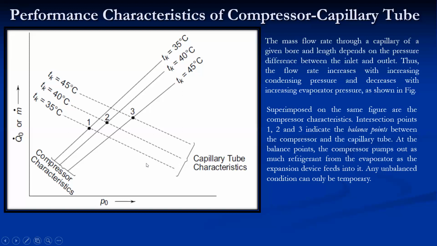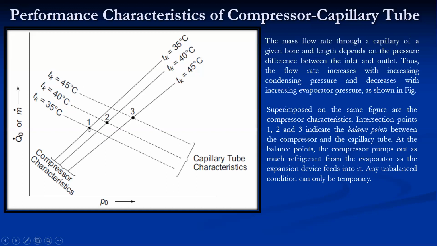So in case of capillary tube, exactly reverse behavior is there. As the pressure difference increases, definitely the mass flow rate increases or cooling capacity increases. So similarly, it gives a reverse characteristic to that of a compressor characteristic. Now, if we superimpose these two characteristics, that is compressor characteristic and condensing characteristics, the balance points are obtained. So these are the intersection points where the condition of both components are same.